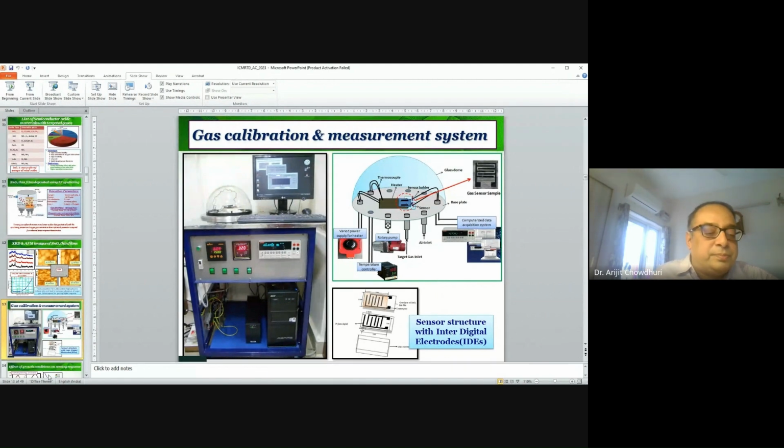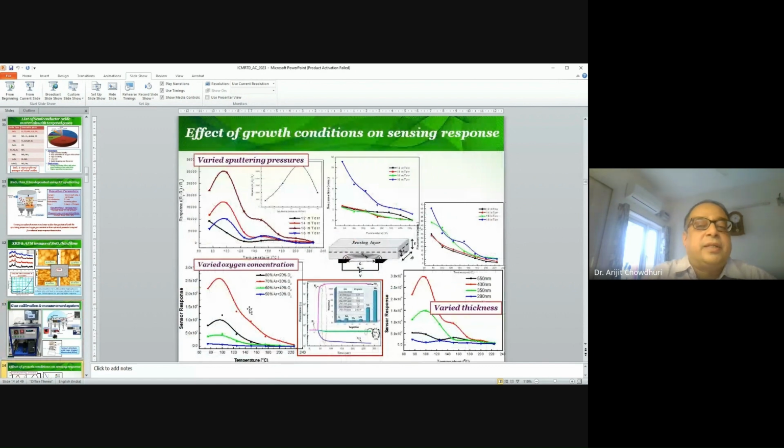All right. So going back to these graphs, we initially investigated the effect of growth conditions on sensing response. First was the sputtering pressure, and you would see that around 16 millitorr we had the best sensing response. With that we also varied the oxygen concentration, and we found that 70% argon and 30% oxygen gave us the best response. Thickness we also varied, and we found that a 430 nanometer thick film of tin oxide gave us the best response.